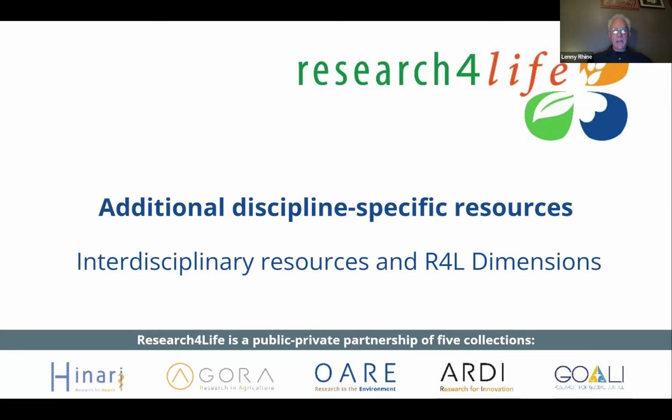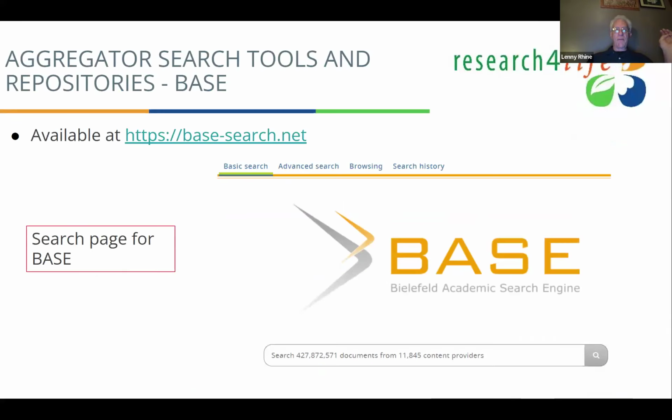We want to talk about interdisciplinary resources and Research for Life dimensions. The interdisciplinary resources will be on the internet. You will not need to log in through Research for Life except for dimensions. Okay, so we have what we call aggregated search tools and repositories. In other words, organizations set up repositories for material or they link to the institutional repositories.